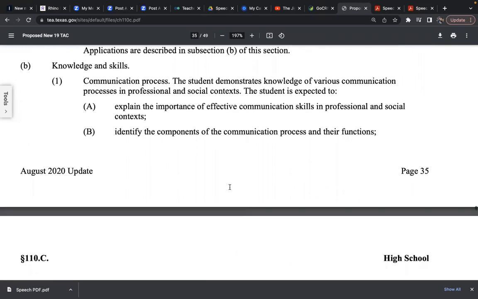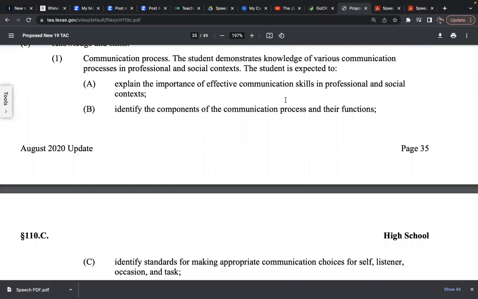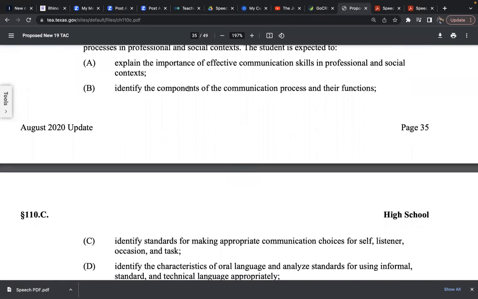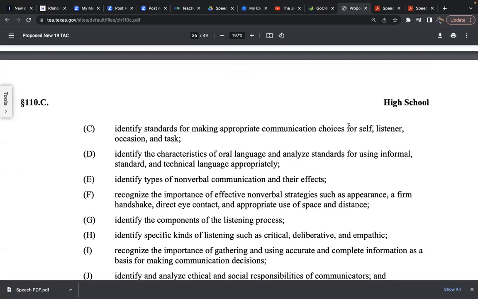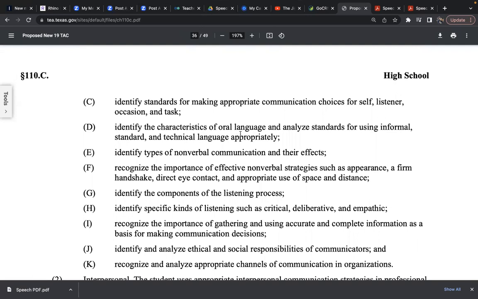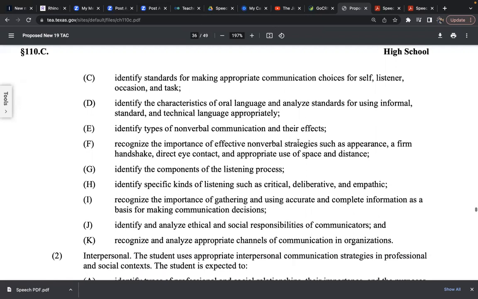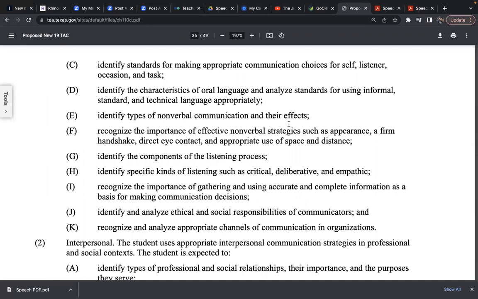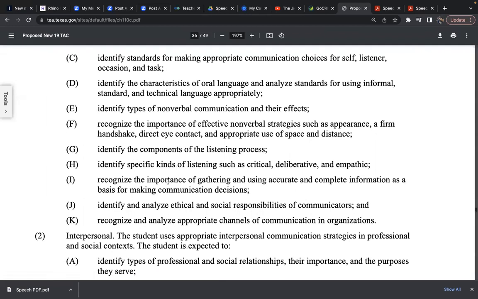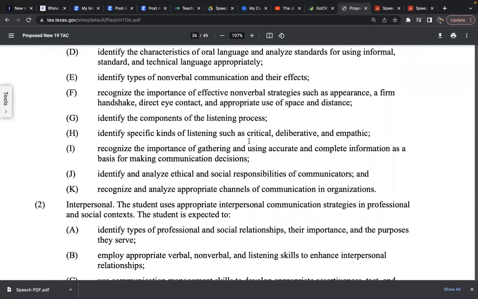Communication processes, importance of effective communication. They have to be able to explain and identify the components of the communicative process and their functions. Standards, you know, listening, encoding and decoding. Identify characteristics of oral language and analyze standards for using informal, standard, and technical language appropriately. Identifying nonverbal communication and the different effects of nonverbal communication. So everything that's here: listening skills, critical, deliberative, and empathic. Empathic, not empathetic. Empathic, yeah.